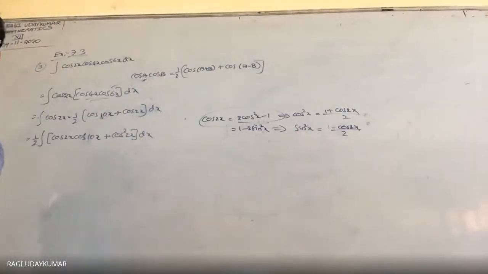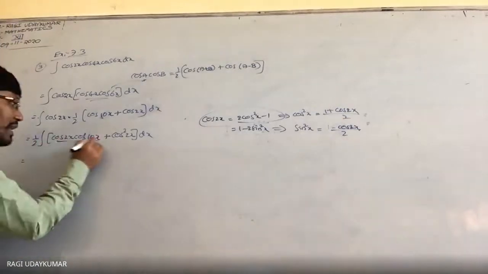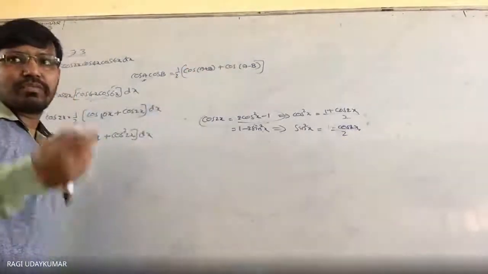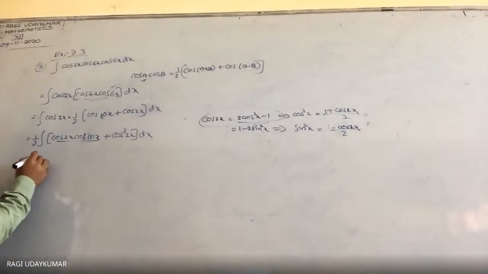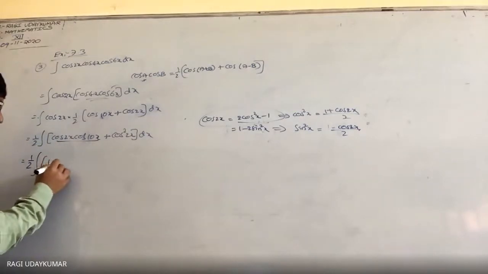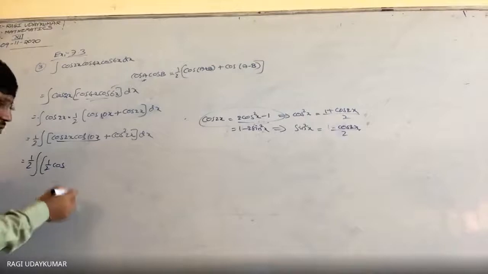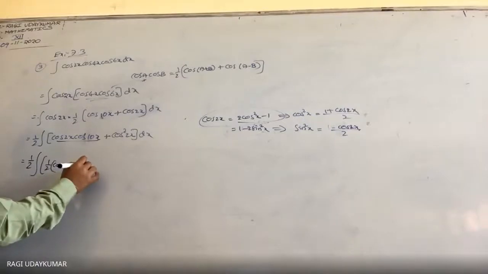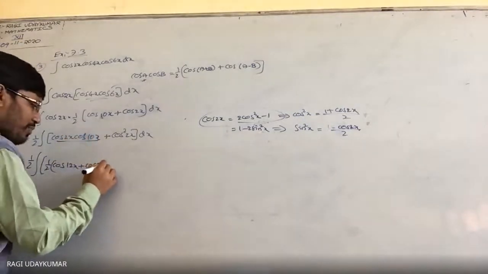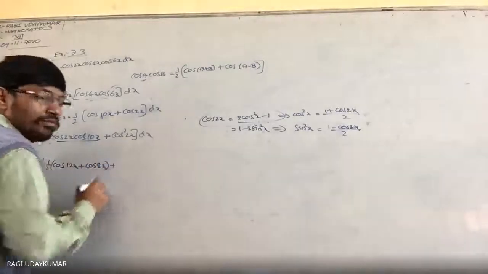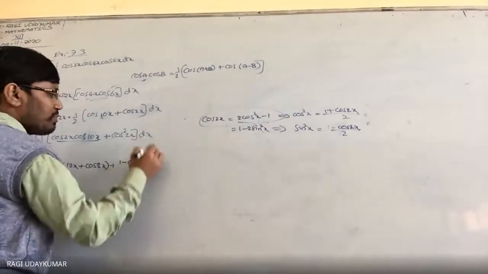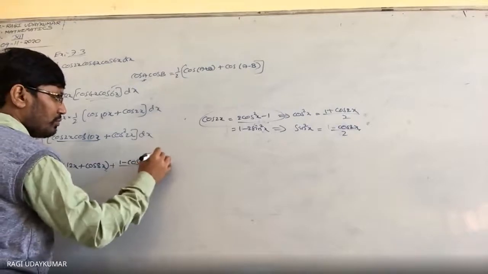So what do you write here? And again here you have to apply this one, the cos A plus B form. So 1 by 2 will be outside the integration, and here in the form of the sum we have to write. So 1 by 2 of cos 12x plus cos 8x, plus (1 minus cos 4x) by 2, dx.